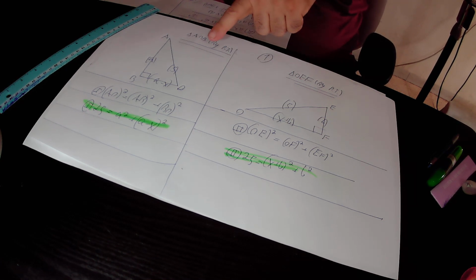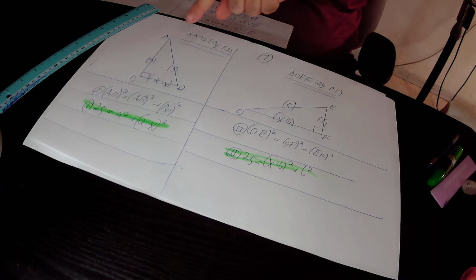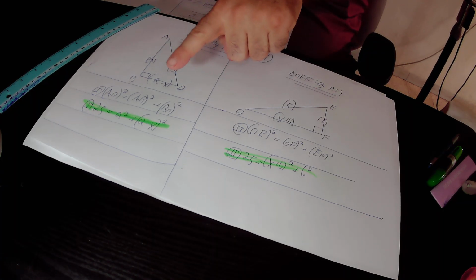AO is 5, therefore AO squared is 5 squared, that is 25, and it equals AB squared. AB is A, therefore AB squared is A squared, plus BO squared. BO is A minus X, therefore BO squared is (A minus X) squared. So according to equation 1, in total we found that 25 equals A squared plus (A minus X) squared.